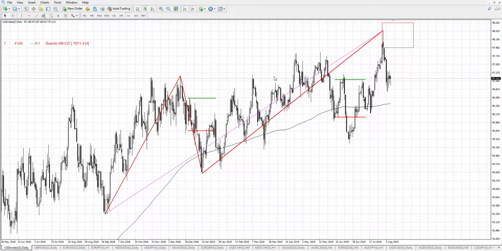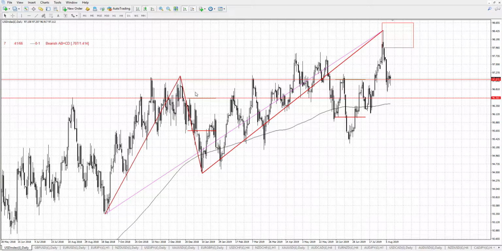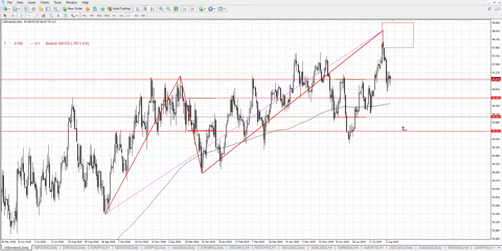See this line there? We closed above this. So we're above support, we closed above support. And you see if we draw some horizontals, see how that one's there, that held. And we've got one here. These are all supports on here. So I wouldn't be too bearish on the dollar, depending on whether this one holds.